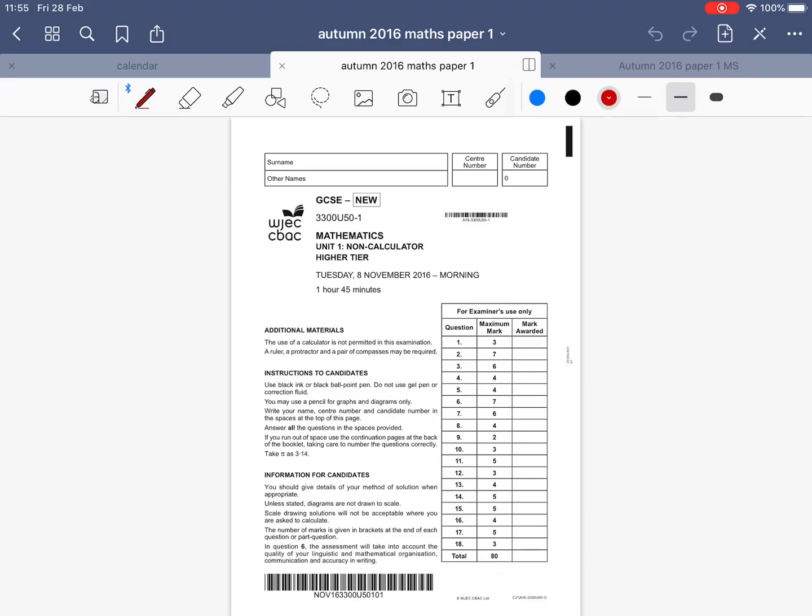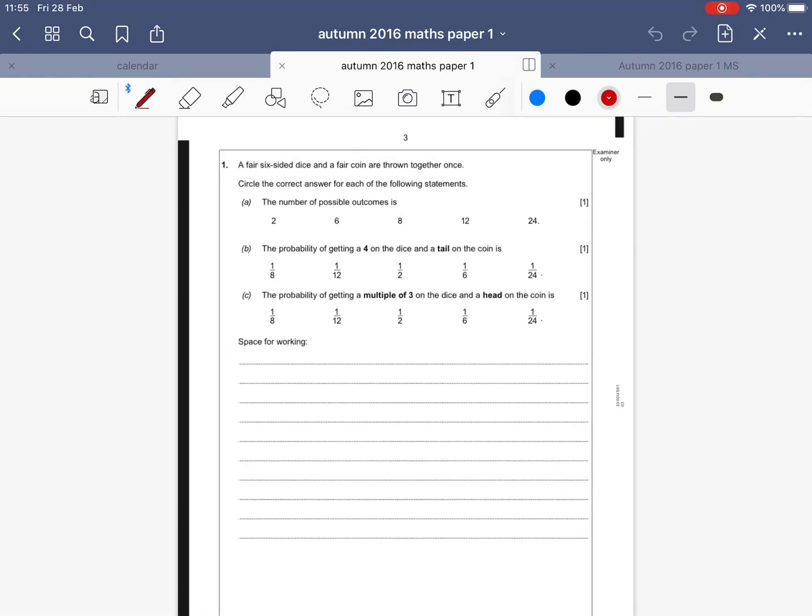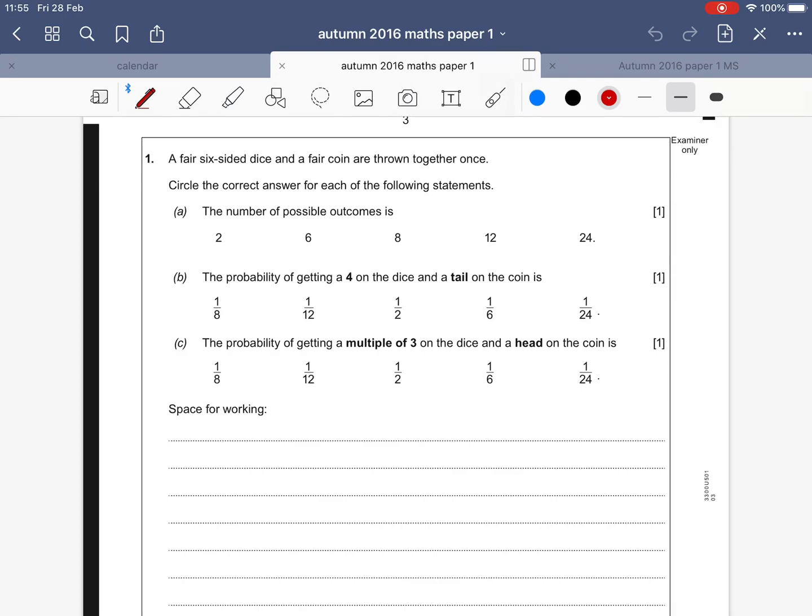Okay, this is your homework paper. It's Unit 1 Non-Calculator Maths, November 16. Question 1. A fair six-sided dice and a fair coin are thrown together once. Circle the correct answer for each of the following statements.